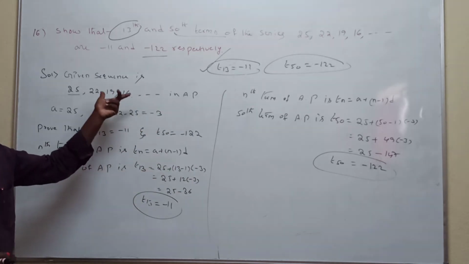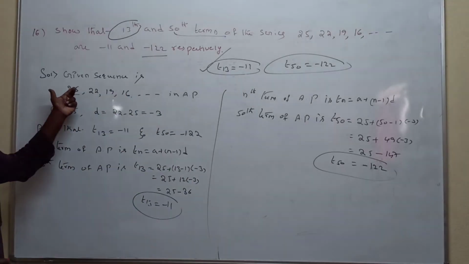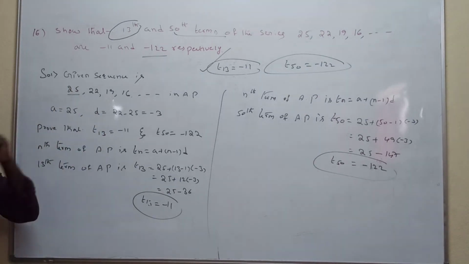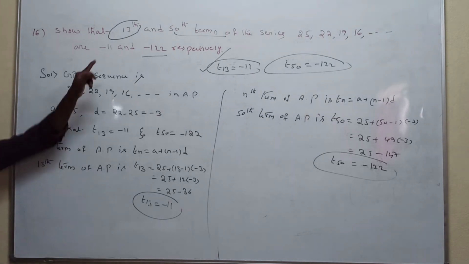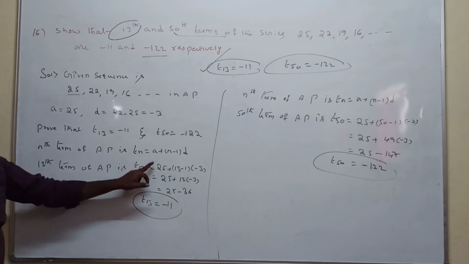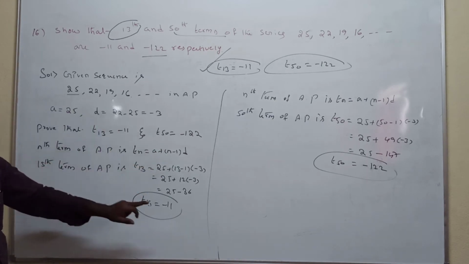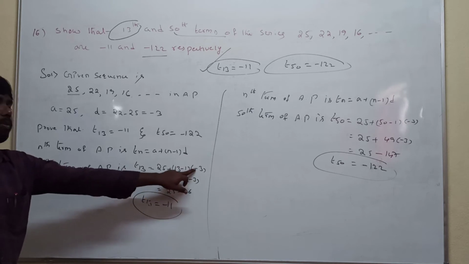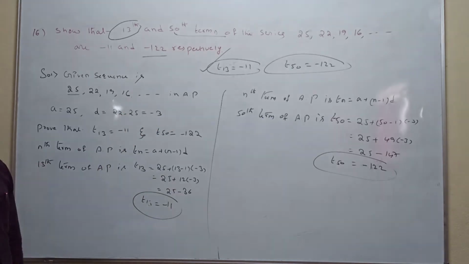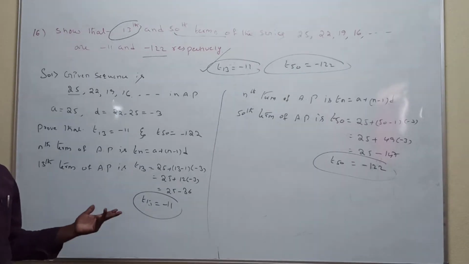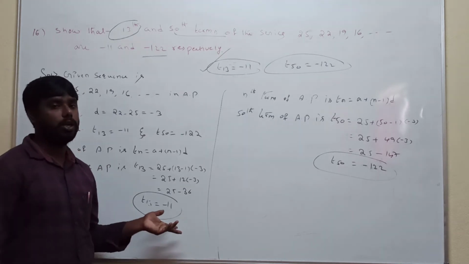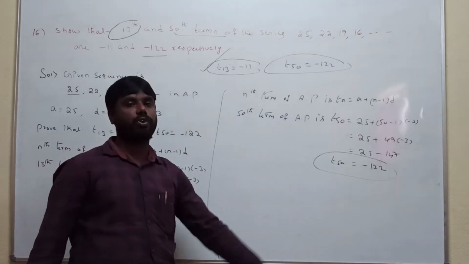What they are saying is that, as it is, we take the first term a equal to 25 and d equal to minus 3. Now we apply the simple formula for the nth term of the arithmetic progression. First we calculated the 13th term: a plus n minus 1 into d, with a replaced by 25, n by 13 minus 1, and d by minus 3. Finally we proved the 13th term is minus 11. Similarly for the 15th term, n is replaced by 15: 25 plus 15 minus 1 into minus 3.